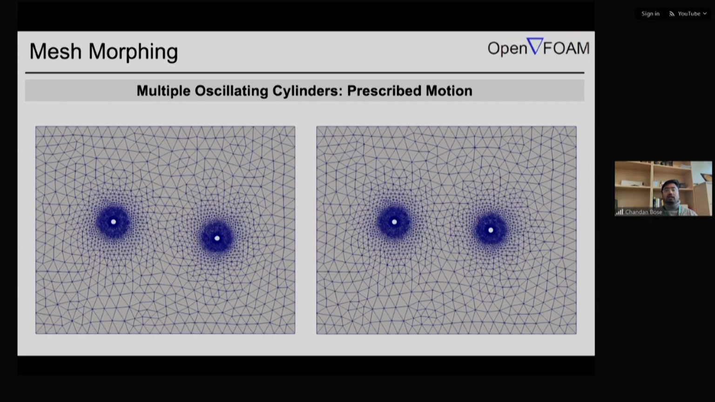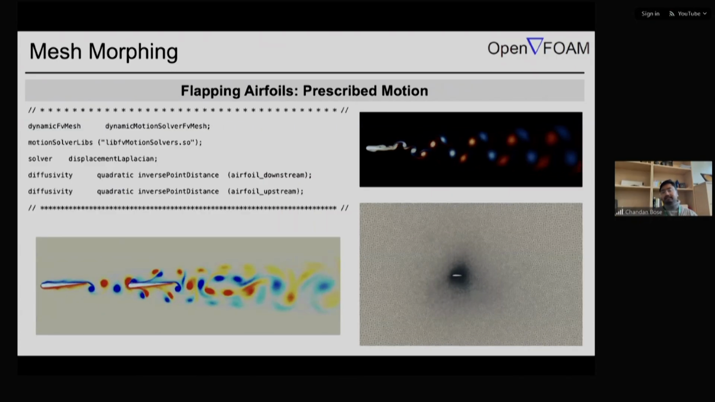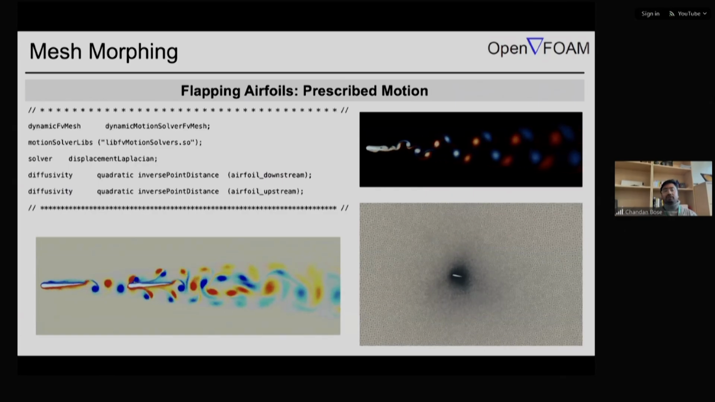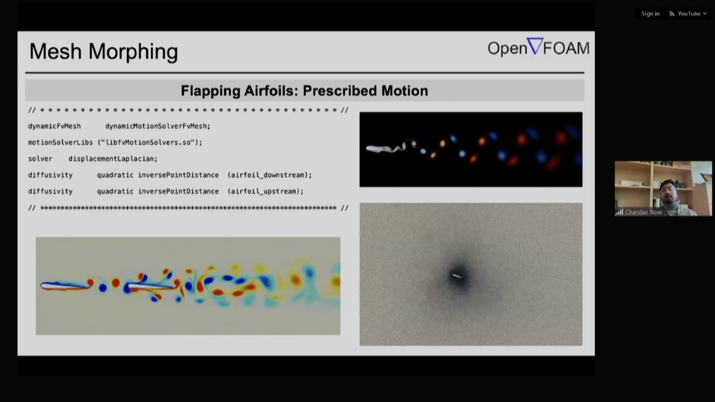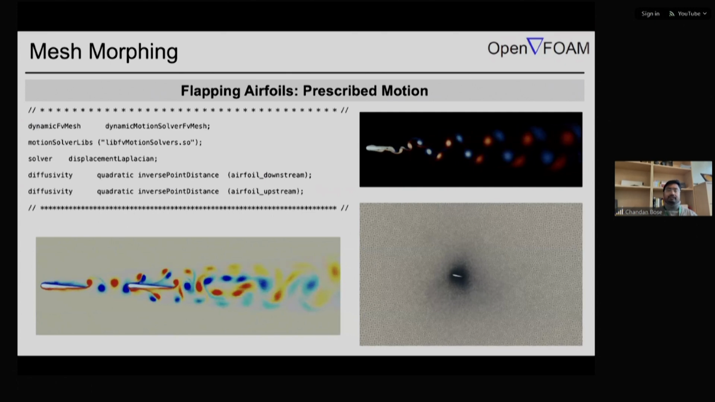Okay. Now, this is an example where we use a prescribed pitching airfoil, and we also use 2 tandem airfoils by using 2 different motions in the upstream and the downstream. We can change the frequency and amplitude of each of these airfoils in the motion function.